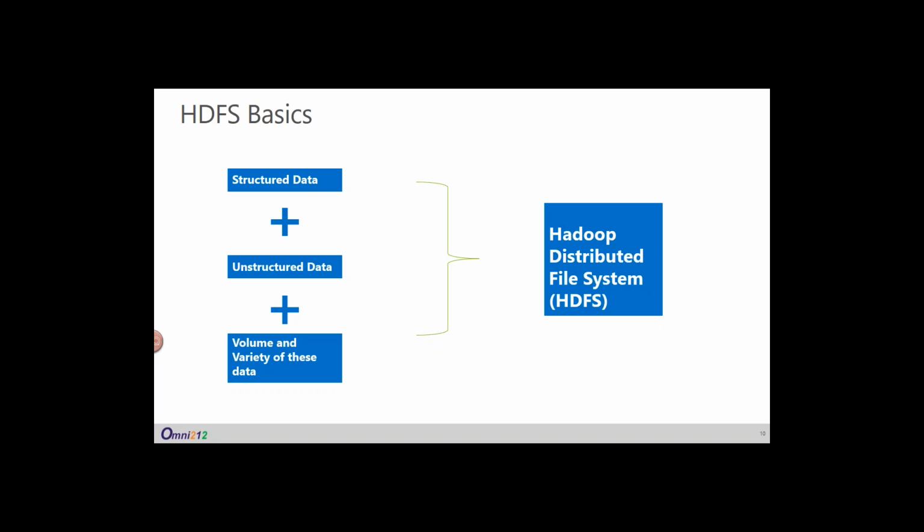HDFS basics. HDFS follows a distributed file system, which enables it to hold data of all sizes and variety. It can store traditionally structured data in the form of tables, and it can also store unstructured data in the form of log files or large blobs stored across different nodes. This makes it possible to hold enormous volumes and variety of data.